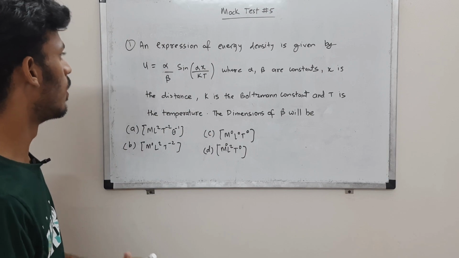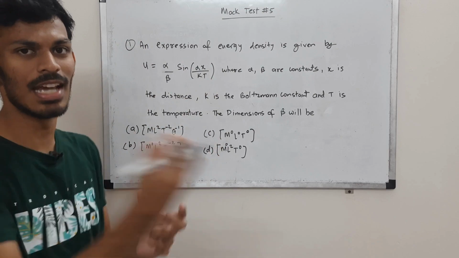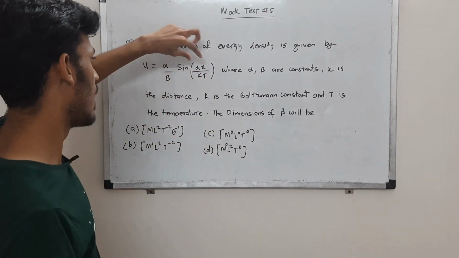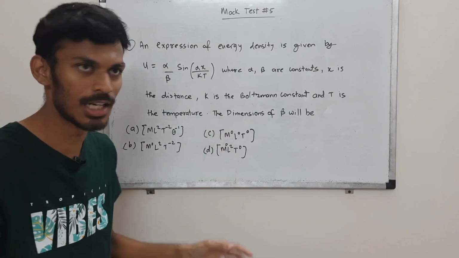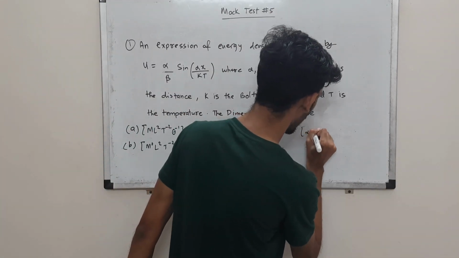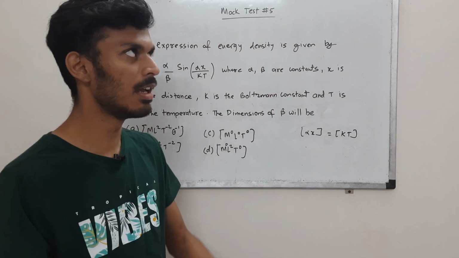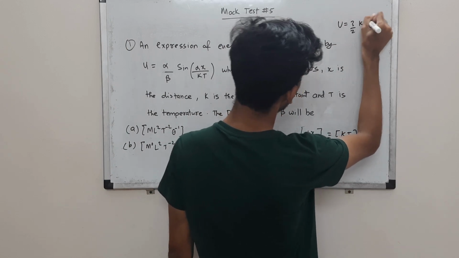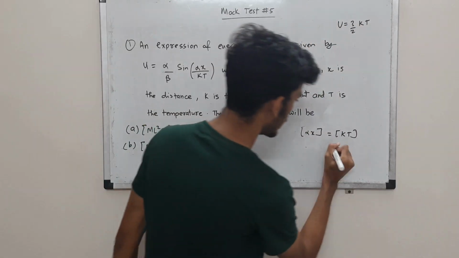First of all, you can note that this is the argument of the sine function. So basically, this should not have any dimensions. By that, I mean that the dimensions in the numerator and the denominator should be same, so that they cancel out each other. And inside the sine function, you don't have any dimensions. So the dimensions of alpha x, the numerator, should be same as kT. Now we know that by equipartition, U is 3 by 2 kT, energy is 3 by 2 kT. So basically your kT has the same dimensions as energy.